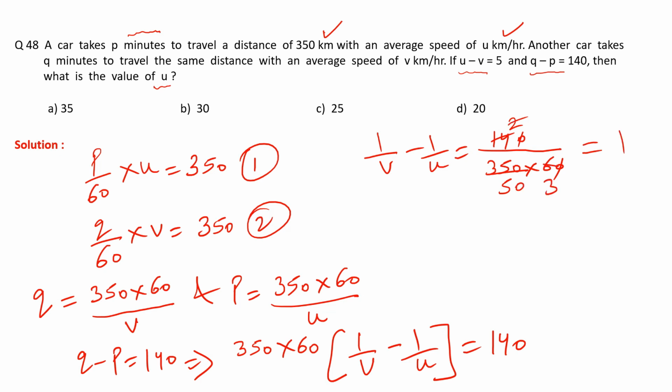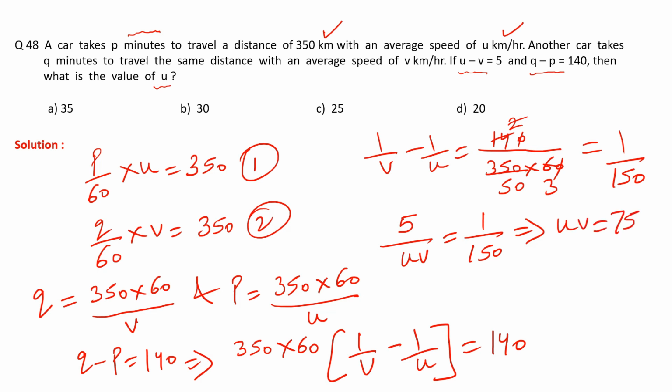It becomes 1 upon 150. Now on the left hand side, it will become (u minus v) divided upon uv. And we know the value of u minus v. So this is 5 upon uv equal to 1 upon 150, which means uv is equal to 750.